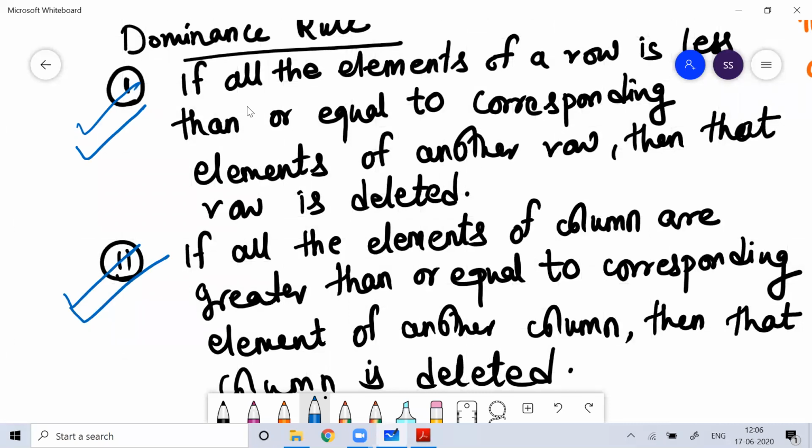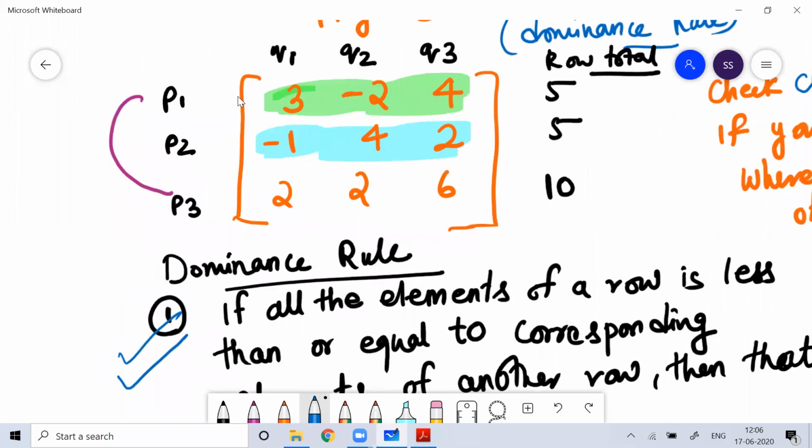So column wise you have to check whether you can find any column where all the elements of that column are greater than or equal to the other column's elements. If you found any such column, then we have to delete that column. Okay, so that work you have to do column wise.